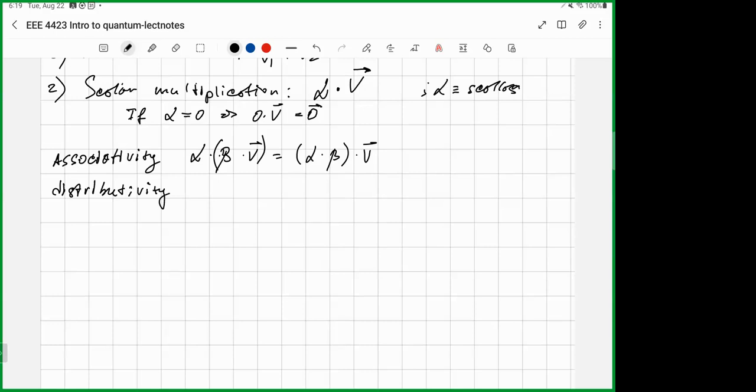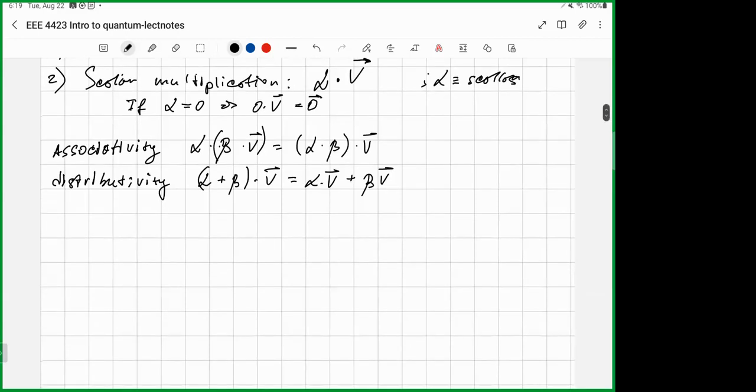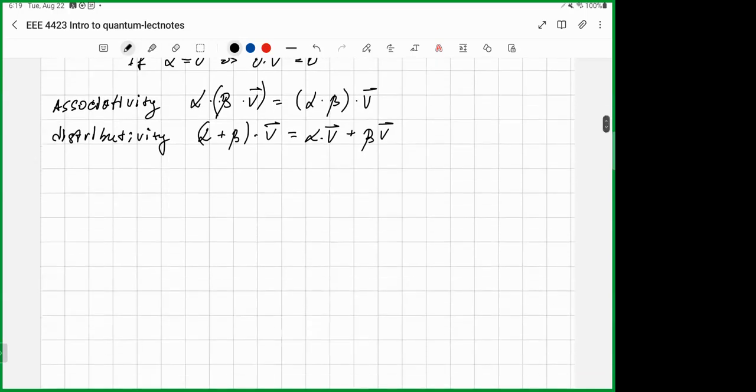Distributivity means that if I have a sum of alpha and beta and multiply by v, I can first multiply alpha by v and then add beta by v. So this is just formal mathematical operations. We won't really need them in what follows. Just to refresh.